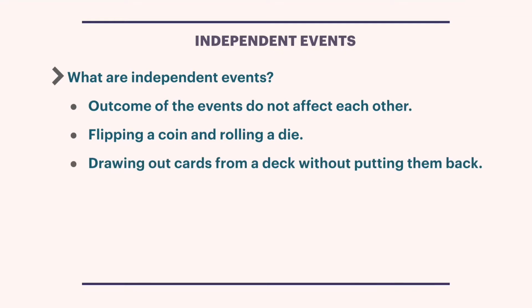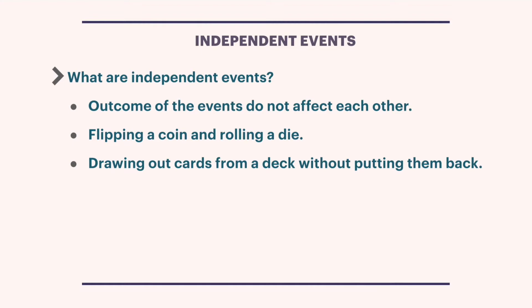But what about this case? Drawing out cards from a deck without putting them back. Let's say you're drawing 2 cards from a deck. Does the result of your first draw affect the probability of the second draw? Yes, it could. Because, for example, if you draw an ace from a deck, now the deck has 1 less ace, meaning on your second draw, you are less likely to get another ace. The result of the first draw affects the probability of your second draw. So that's why drawing out cards from a deck without putting them back are not independent events, but dependent events.